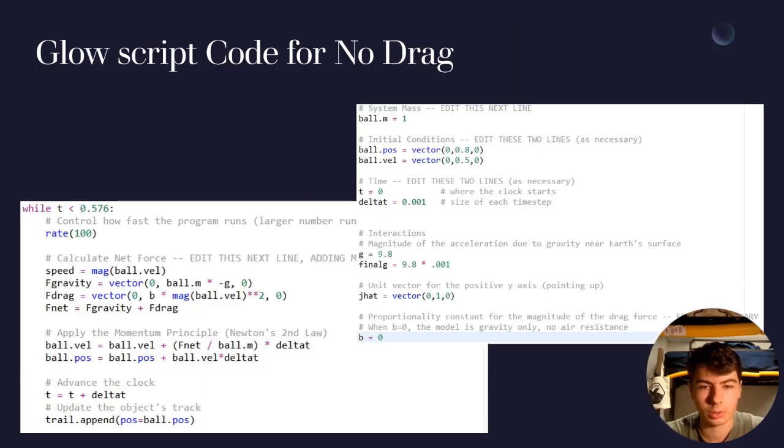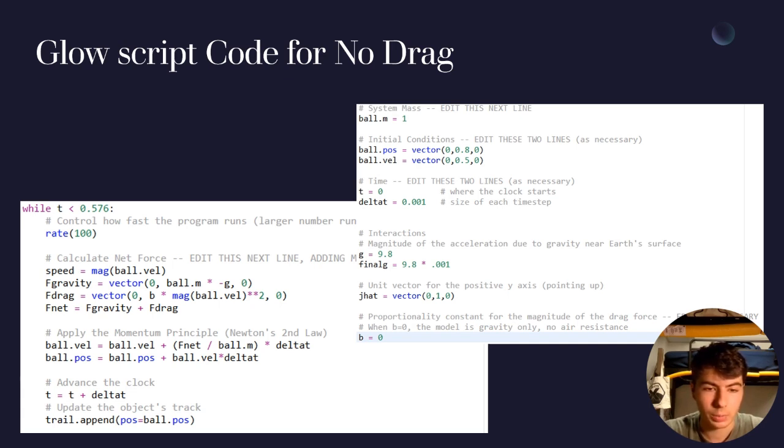So here's the GlowScript code for no drag. I changed the ball position vector to have 0.8 in the y direction to account for the height of my releasing position. The b, which is what we're using to calculate drag in this scenario, is 0 because this is for code without drag. I changed the time to 0.576 seconds because that's how much time it took for the ball to drop from my hand to hit the ground.